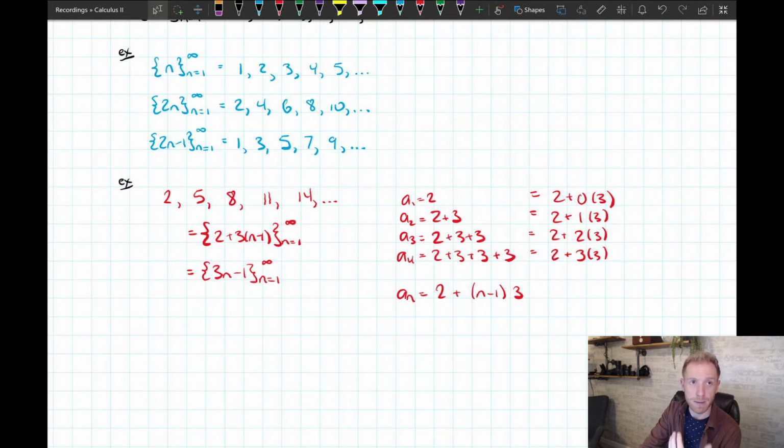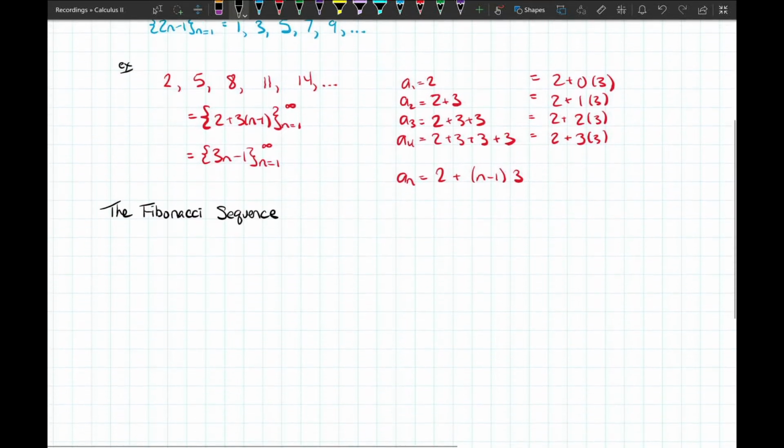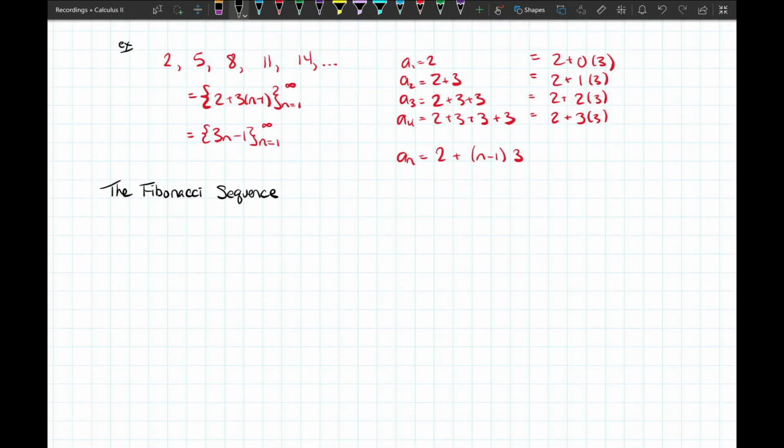In fact, sometimes the easiest definition for a sequence is actually a little bit more intricate. And we could take a look at the Fibonacci sequence as a clever example. The Fibonacci sequence is an example of a sequence that is defined recursively. Rather than using a_n, why don't we use f_n, f for Fibonacci?